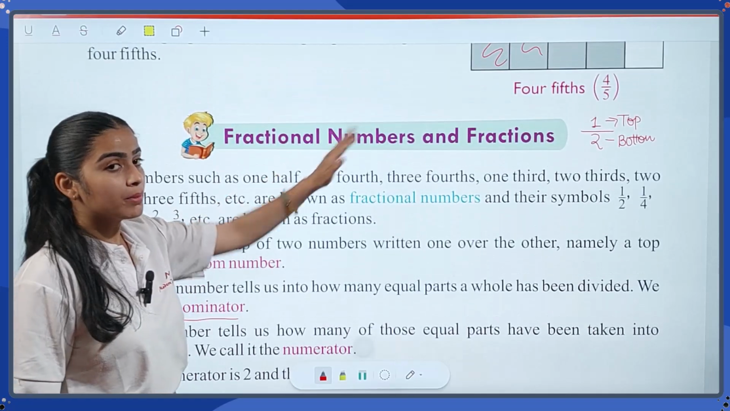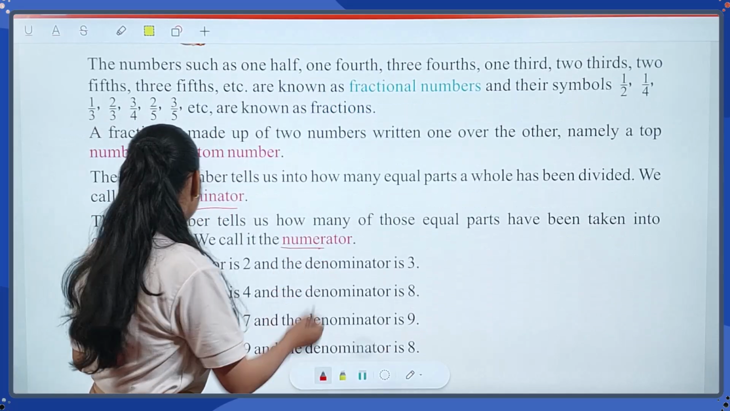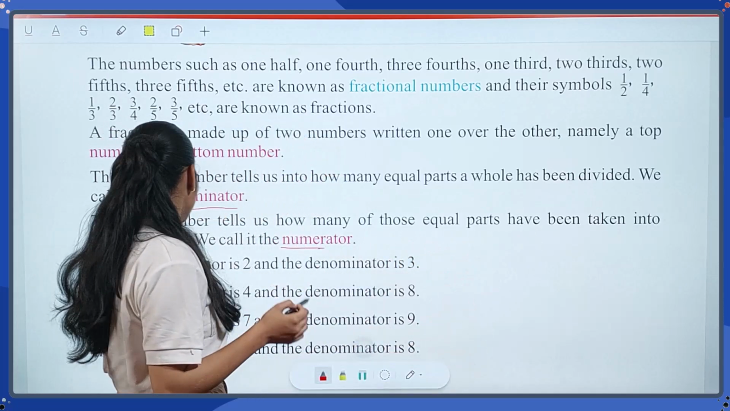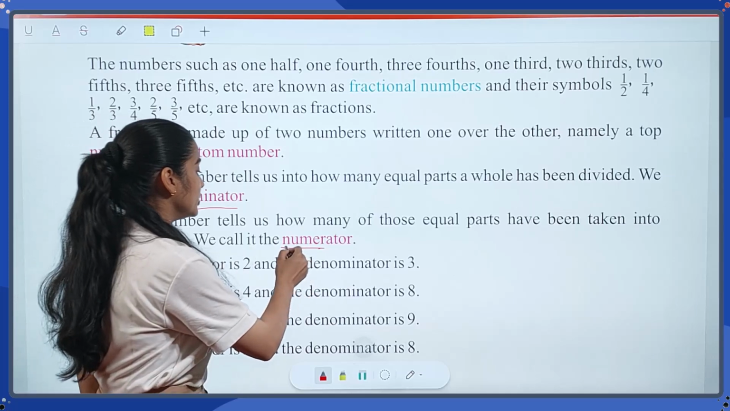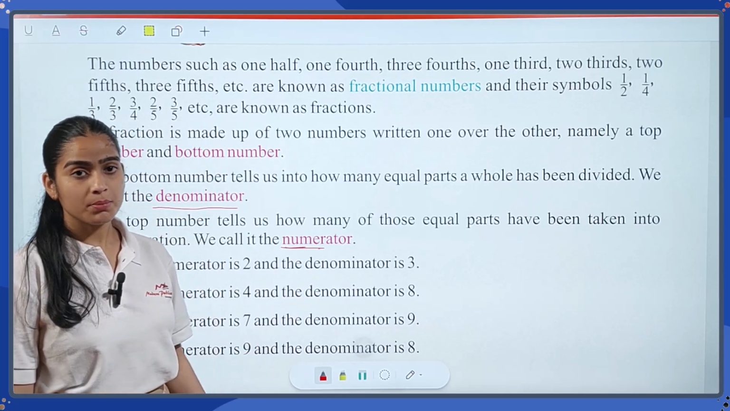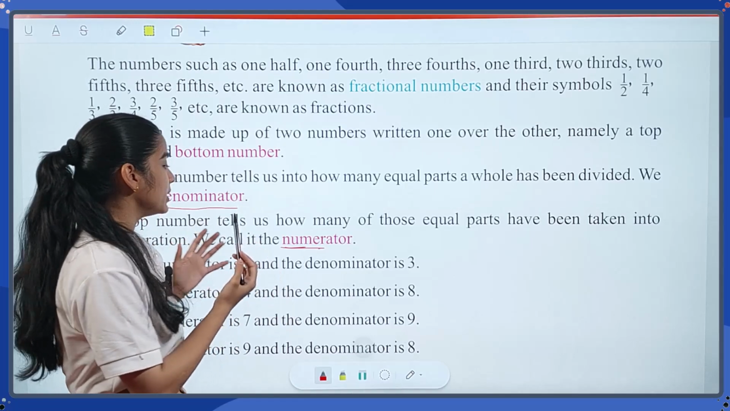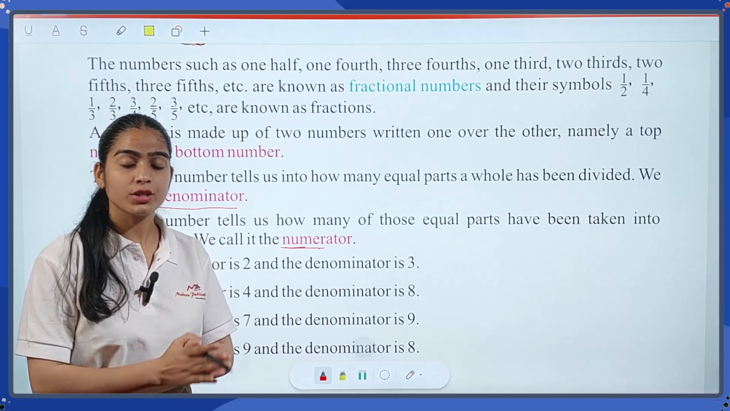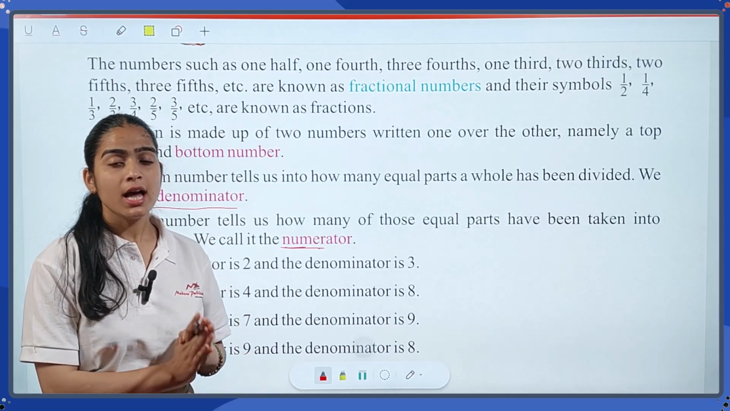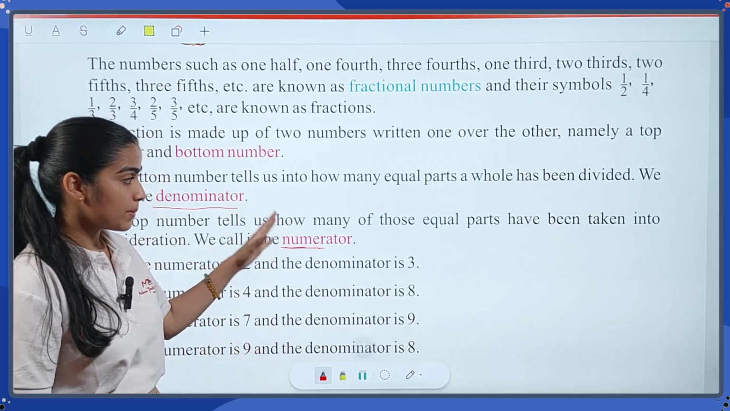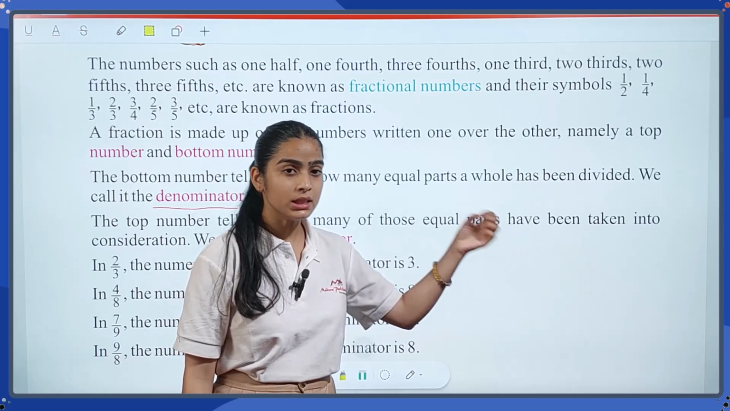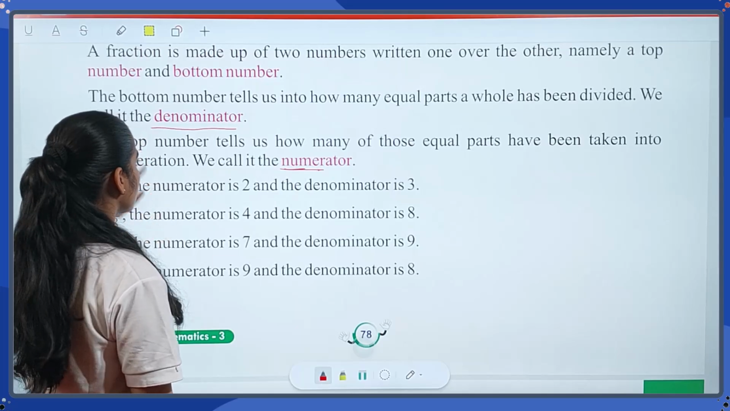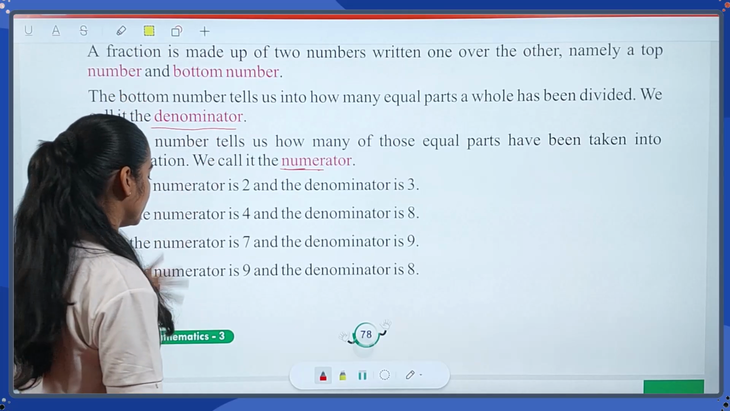Next, the top number we call the numerator. The top number tells us how many of those equal parts have been taken into consideration. What we have to keep in mind is that the denominator always depicts the total parts of the object we have, and the numerator always depicts how many of those equal parts have been taken out. So this is what we learned about denominator and numerator.